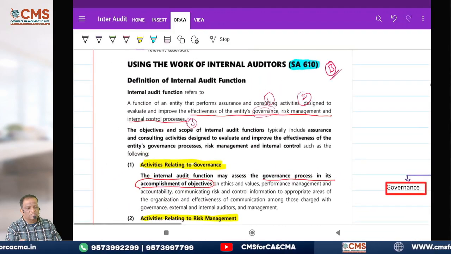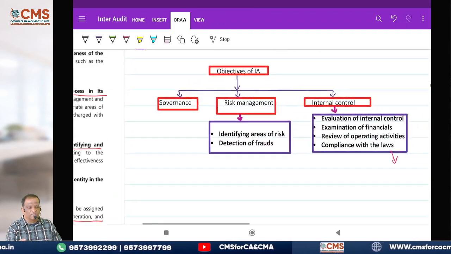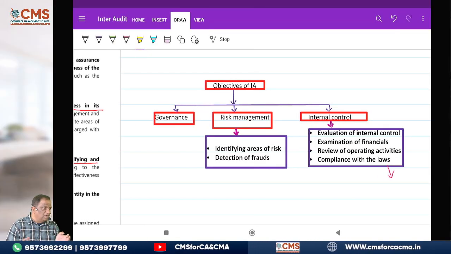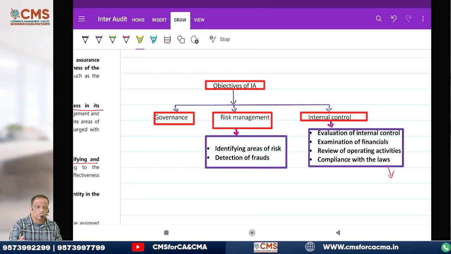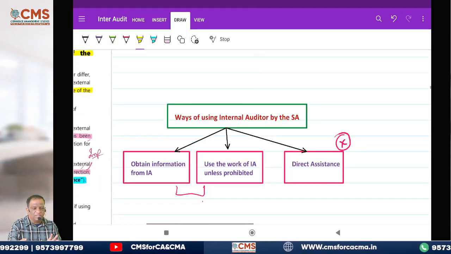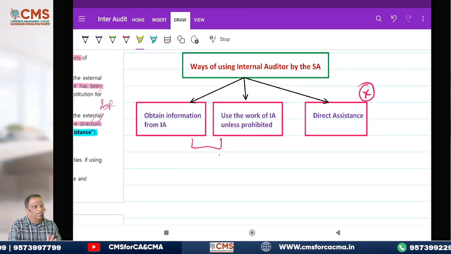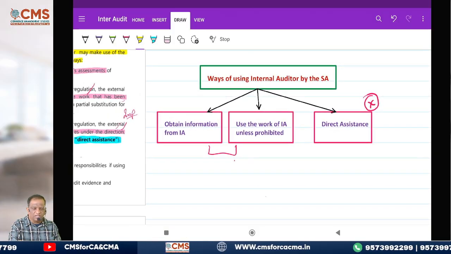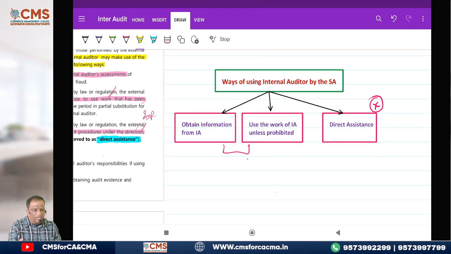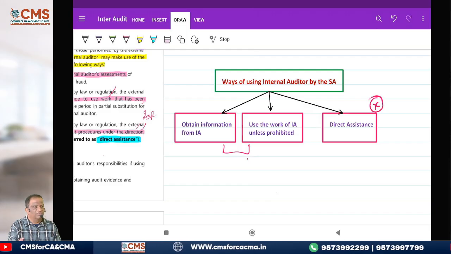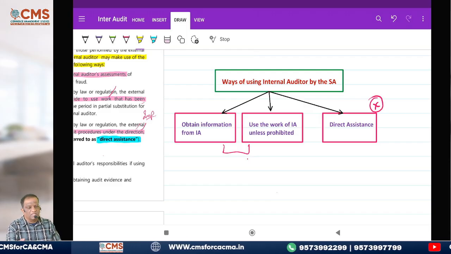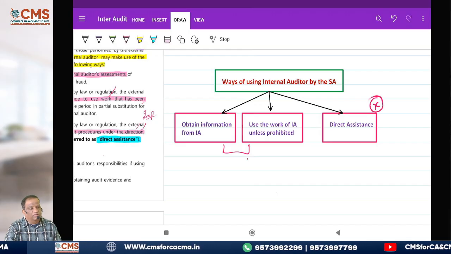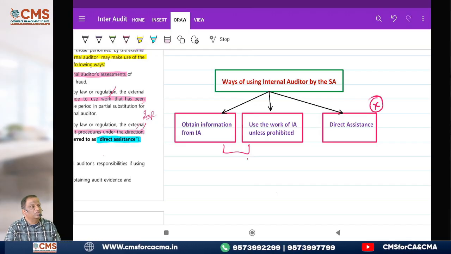Now, in this internal auditor standard, listen to it, because when you read it, it will be difficult for you to understand. It's a lengthy and complicated standard. So let's look at the summary piece of it. I will talk about the important concepts out of this standard, and I will warn you, when you read on your own, it may result in confusion. So follow these summaries. Now, what are the ways in which the external auditor can use the internal auditor?